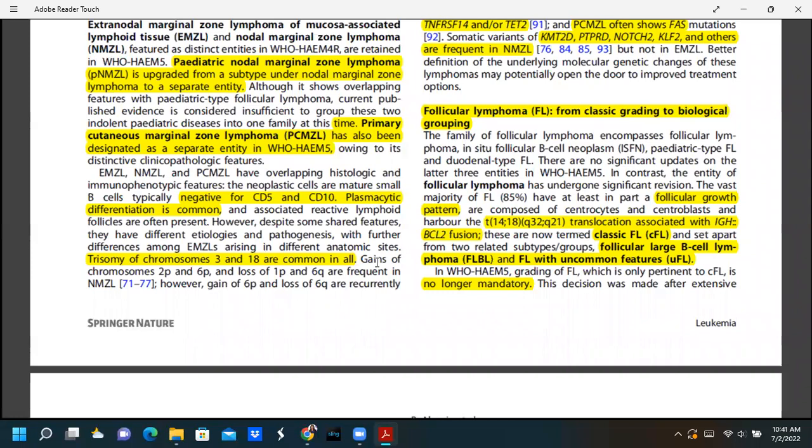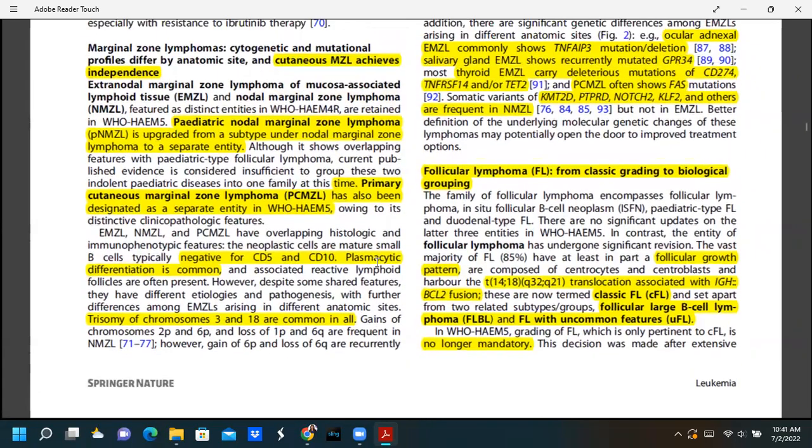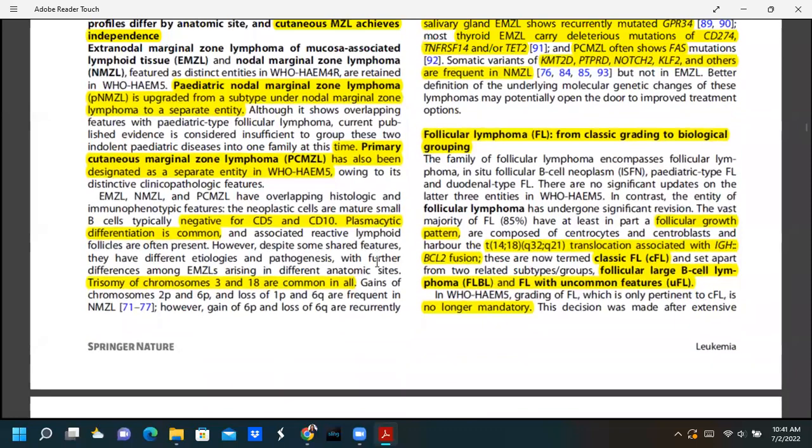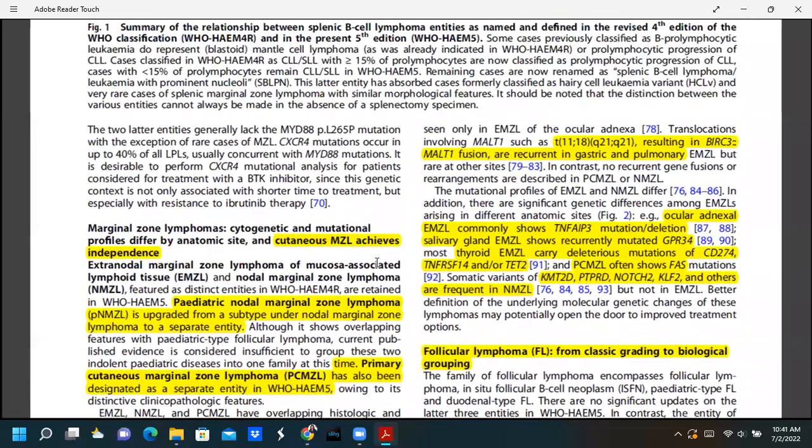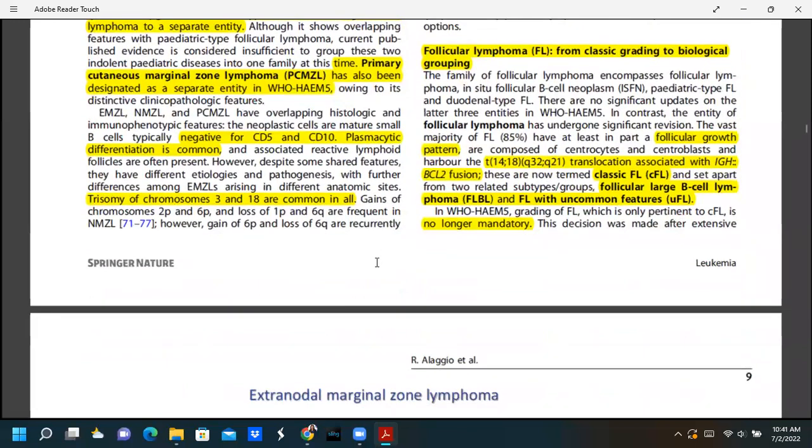Then going to the important extranodal ones, the gastric and the pulmonary ones. I thought these were very important during boards: translocation 11;18, which is BIRC3 and MALT1. These are present in gastric and pulmonary extranodal marginal zone lymphomas. Then they have given very specific details for other extranodal sites, but I'm not going to go into the details of all that. I think we can read all these, or if you want, I can read.